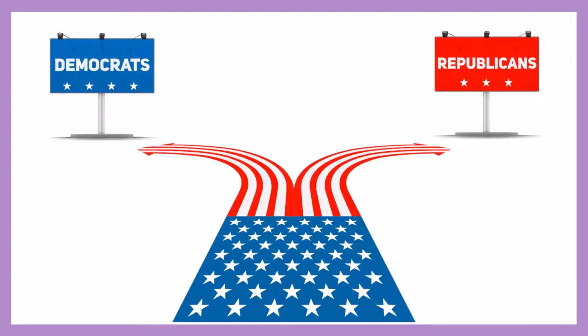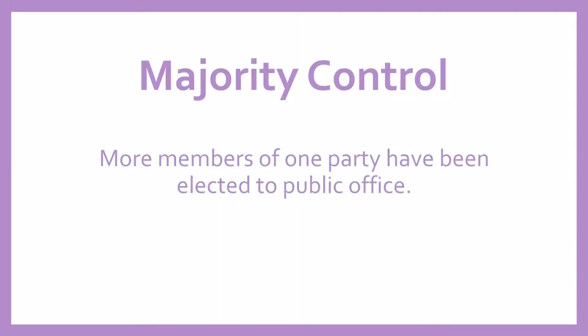So the next question you might have is this: what are the parties I can register for, and how do I decide? It is likely that you are familiar with at least two political parties, the Democratic Party and the Republican Party. These are the two major parties that jockey for power in government. When you hear someone say that one party has majority control of a branch of government, it means that more people affiliated with that party have been elected to office in that branch.